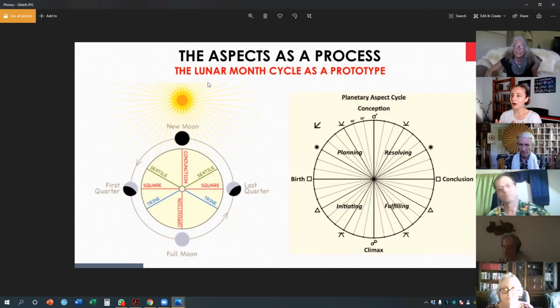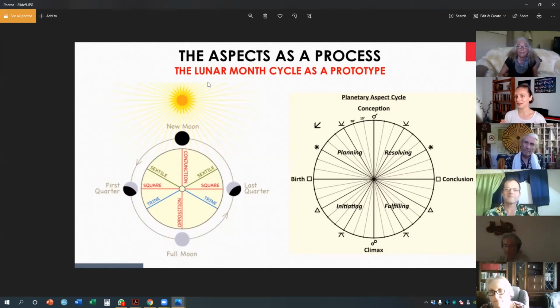But there is a way out of the difficulty of the opposition if you really find the creative way to make the best of the opposition. I hope that makes sense. Because there is a way. There is a way you can be very happy with your opposition or very happy with your square or whatever. That's how I try to look at it.